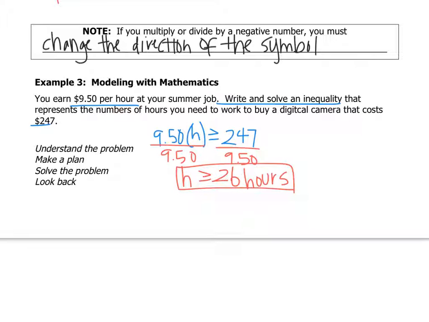So now what we do is we look back and we see if that makes sense. So let's just round some of our numbers. So $9.50 is pretty close to $10, and this is pretty close to $250 for the camera. So if I wanted to make $250 and I was getting $10 an hour, that would be around 25 hours. So that kind of makes sense, right? Because it's a little less than $10, so I should need to work a little more than 25 hours. So that totally makes sense. If you have any questions, write them down and ask me when you come to class.